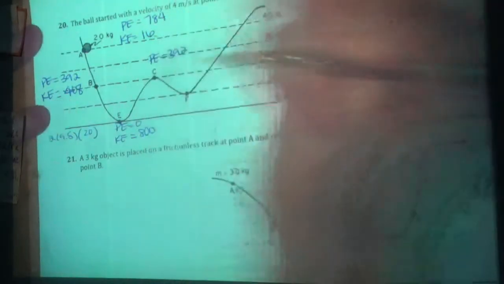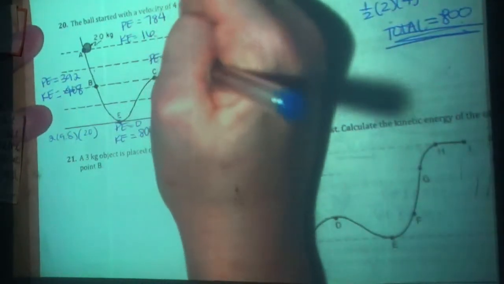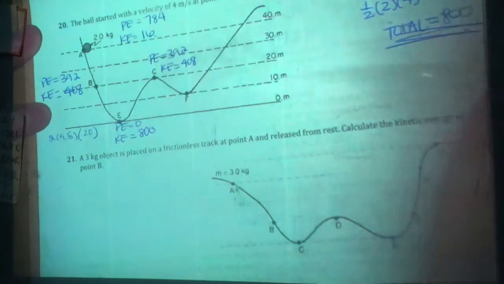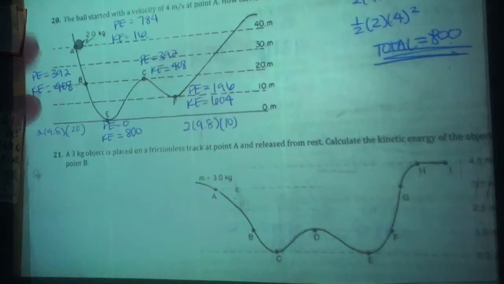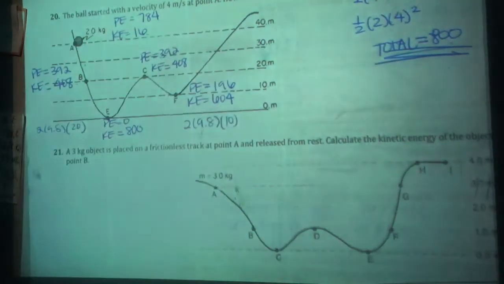At C, I'm back at the same height, so I can just use these same values again, because it's the same potential, and therefore the same kinetic, because the total has to stay the same. F, I have a new height, so I'm going to plug in mass times gravity times height of 10, and that gives me 196. And it still has to add up to 800, so I subtract and get my missing kinetic as 604.